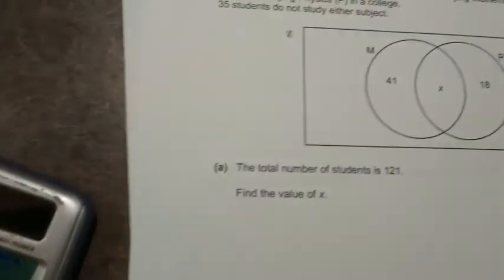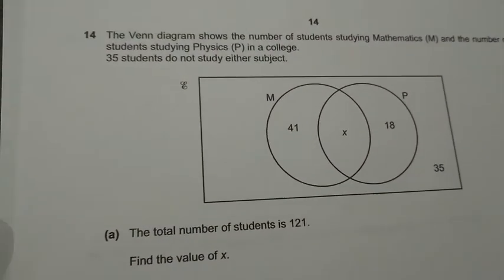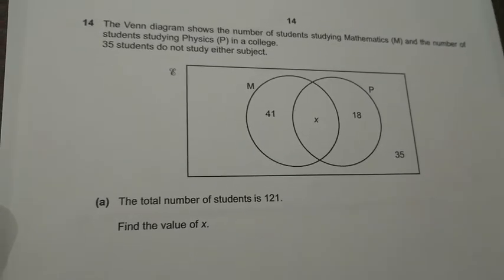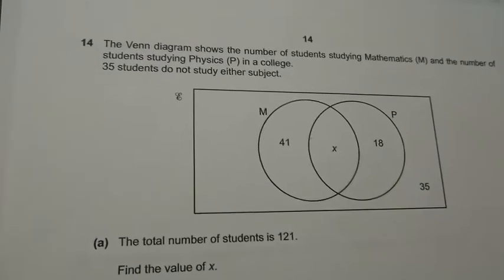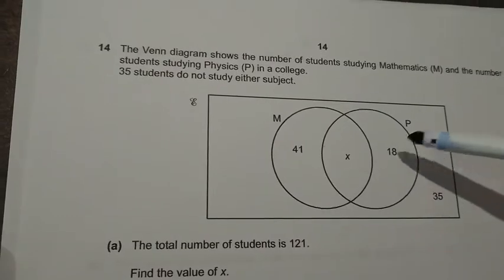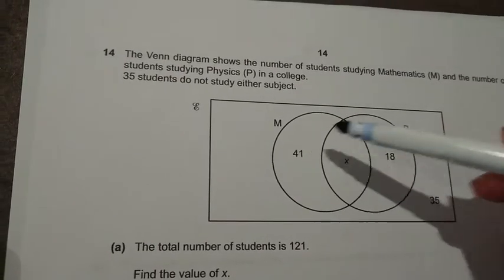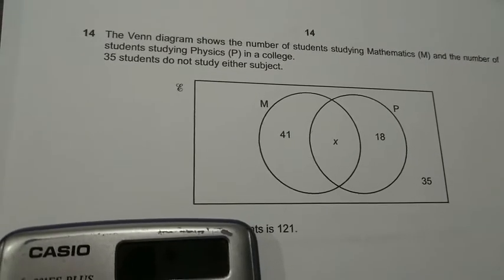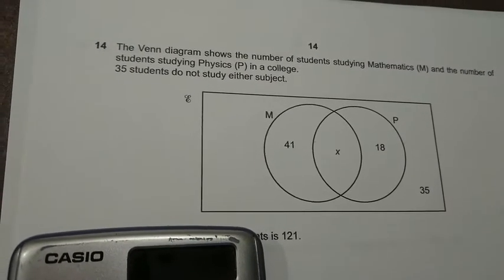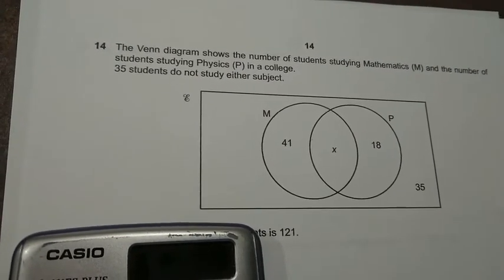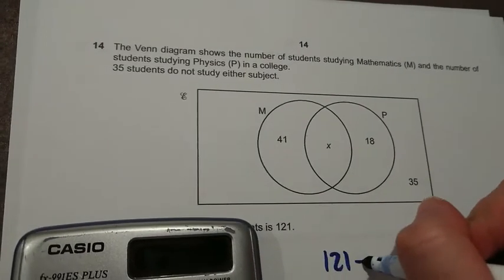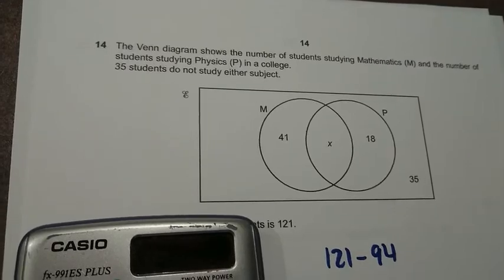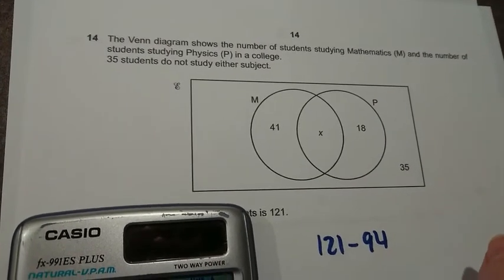Right, question 14 is a Venn diagram. This should be another easy way to pick up marks. So the total number of students is 121, so you just add up all the numbers here. Obviously you can't add up the x, but add up the 41, the 18, the 35 and take it away from 121. So they add up to 94, so I do 121 minus 94. So that is 27.